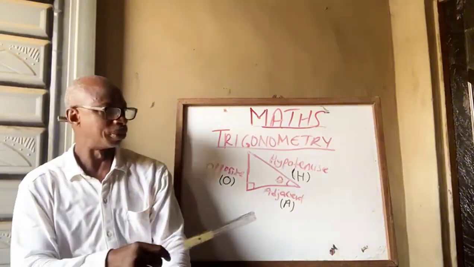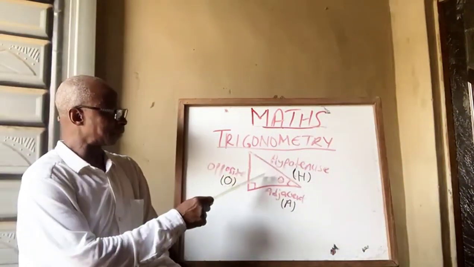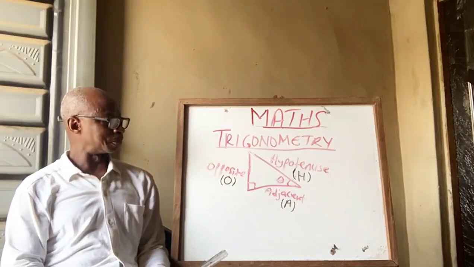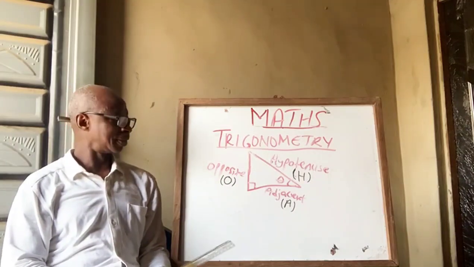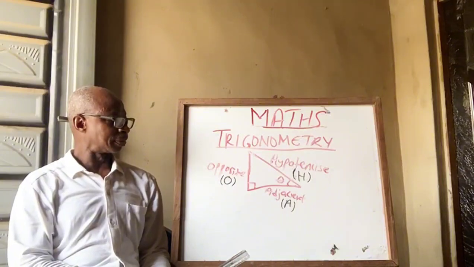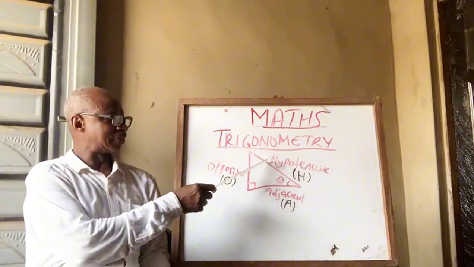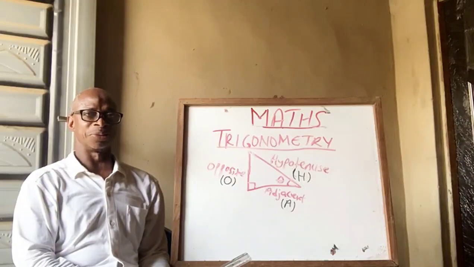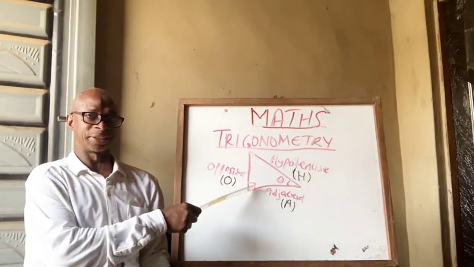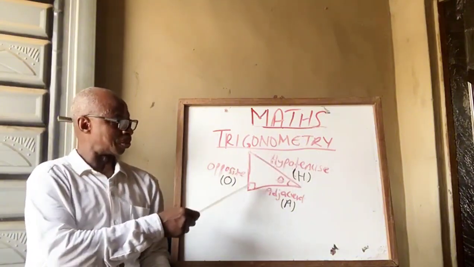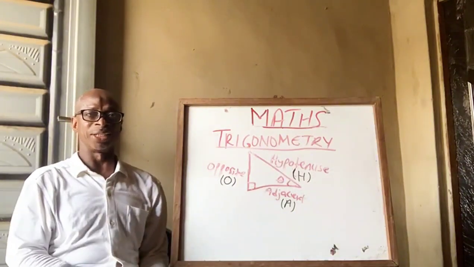So we have on the board a right angle triangle, and with this right angle triangle, I'm sure the students are familiar with some of the things that I've mentioned on the board. That is where you have the three sides of the right angle triangle. A right angle triangle has 90 degrees at the base, and the sum of these three angles on this triangle will give us 180 degrees.